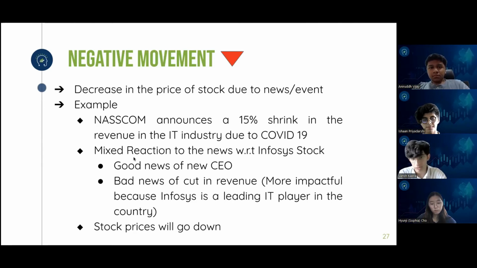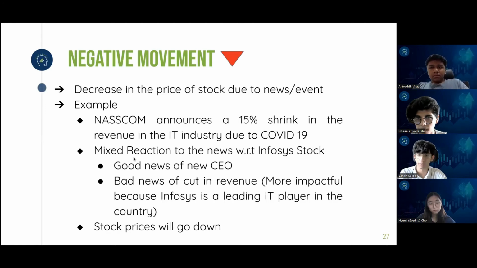Now, because Infosys is a leading IT player or major IT player in the country, it will react to this news, and the reaction would be mixed, because earlier during the day, there was good news for Infosys because they were getting the CEO. But however, during the afternoon, they got news that there is a 15% decline in the overall IT profit, which is a serious matter. Hence, Infosys stocks are likely to trade lower.